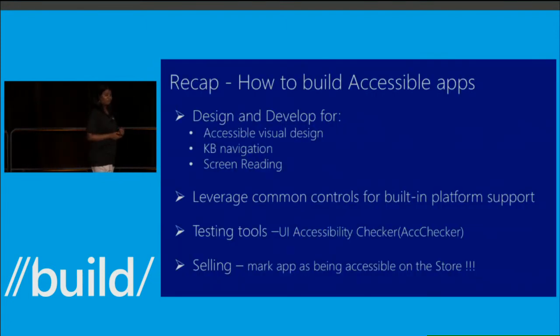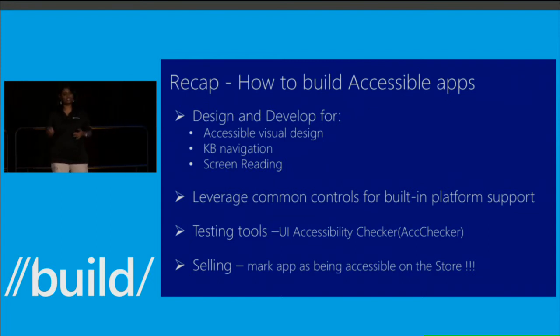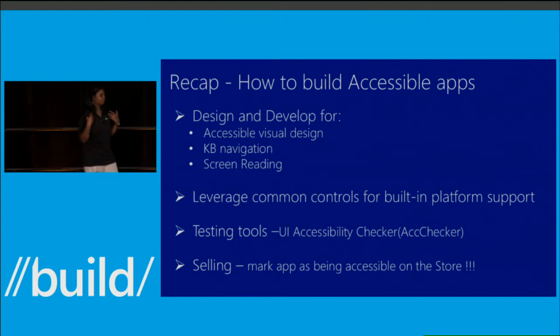So moving forward, a quick recap. We talked about design and development, starting all the way at the top. For accessibility, you start all the way with design. You think about accessible visual design, how you are going to do high contrast. For the most part, if you're doing common controls, you get that for free. It's built into the platform.